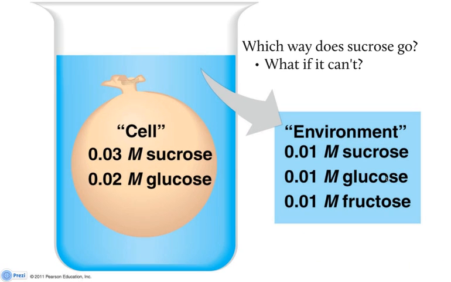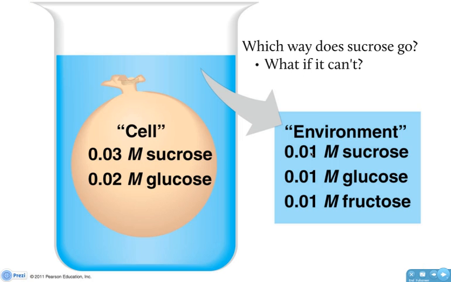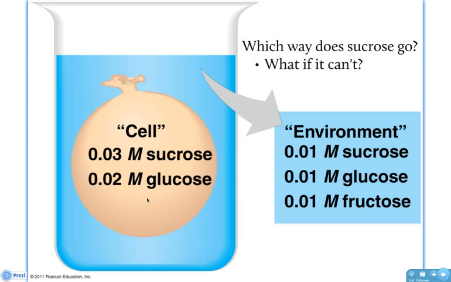Okay, so which way is the sucrose going to go? If the cell membrane is permeable to sucrose, you're going to see it has a 0.03 molarity of sucrose versus a 0.1 molarity of sucrose. So obviously the concentration is lower on the outside than the inside, so sucrose is going to flow out. But if it cannot flow out of that cell, water is therefore going to rush into the cell to balance out the concentration.